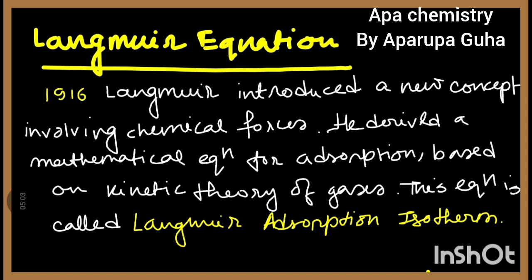So for the Langmuir equation, the formation of a new product is considered, and chemical forces are there. Chemical forces are always stronger than physical forces. So he derived a mathematical equation for adsorption based on the kinetic theory of gases. So this equation is called the Langmuir adsorption isotherm. Okay, so now next.